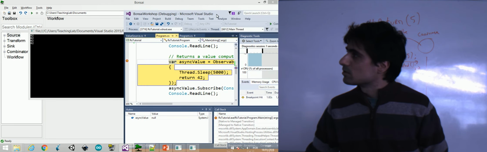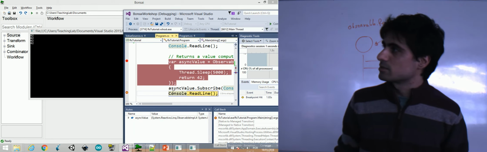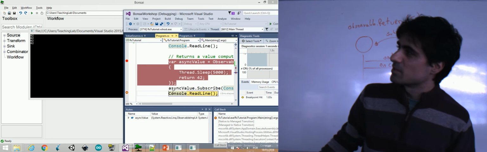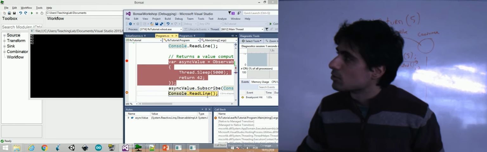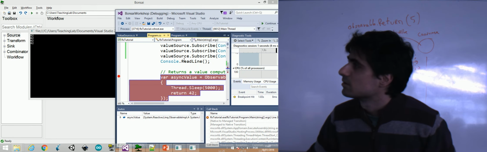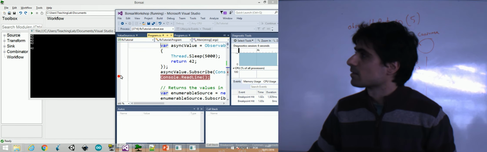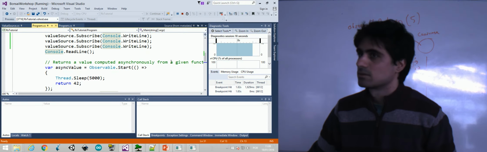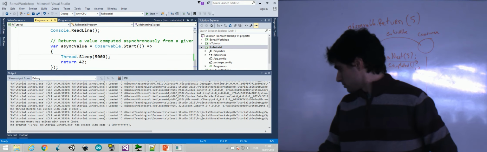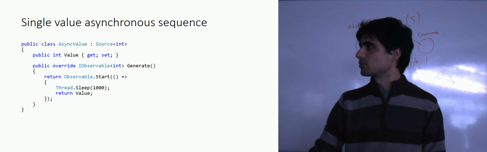So now if I stop over here, you will see when I run this, it takes five seconds, so that creates 5,000 milliseconds. After 5 seconds, it should show up the 42. Although it looks like it didn't. Probably did now. Anyway, you get the idea. So that is an example of an asynchronously computed value.